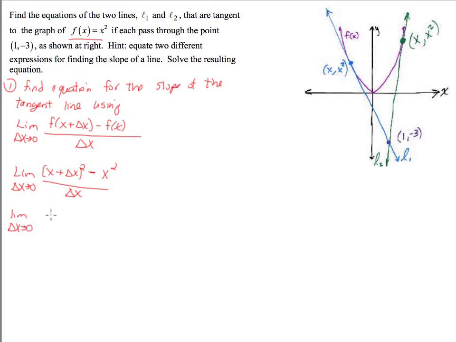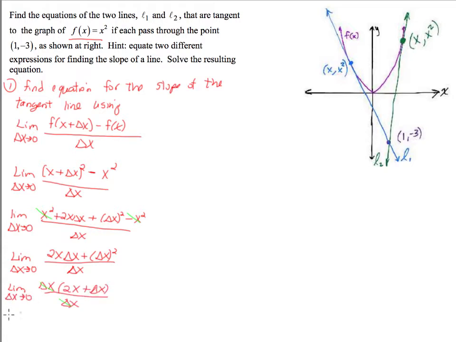Expanding the binomial (x plus delta x) quantity squared, I get x squared plus 2x times delta x plus delta x quantity squared, minus x squared, all over delta x. X squared and negative x squared are like terms, so I can subtract those. I have a GCF of delta x, so I factor it out in the numerator and then cancel it with the delta x in the denominator. And that gives me the limit as delta x goes to 0 of 2x plus delta x. Finally, I can use direct substitution and end up with 2x.